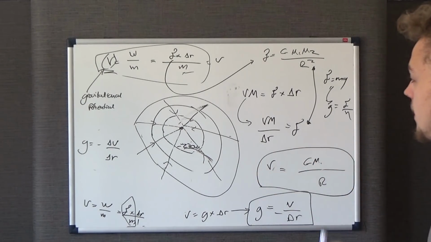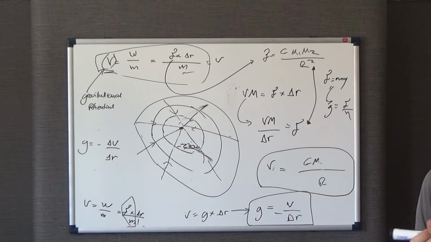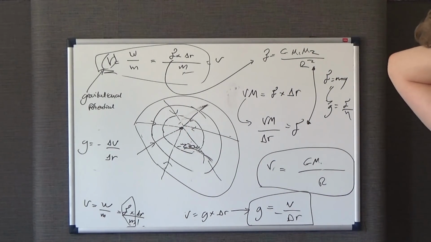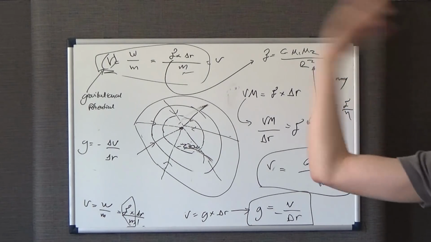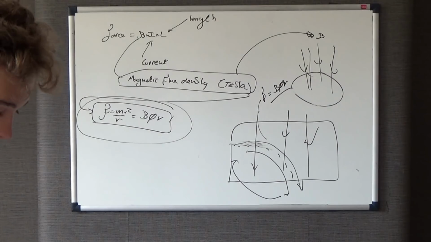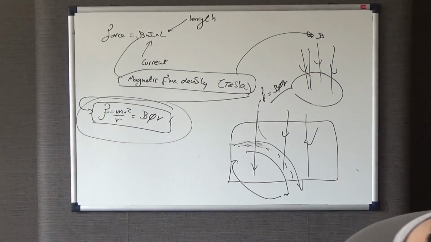But as I say, they both come from rearranging the gravitational potential equation of work done per unit mass. Remember, work done. Gravitational fields, we can apply it to magnetic as well. Okay, so hopefully you understand that.